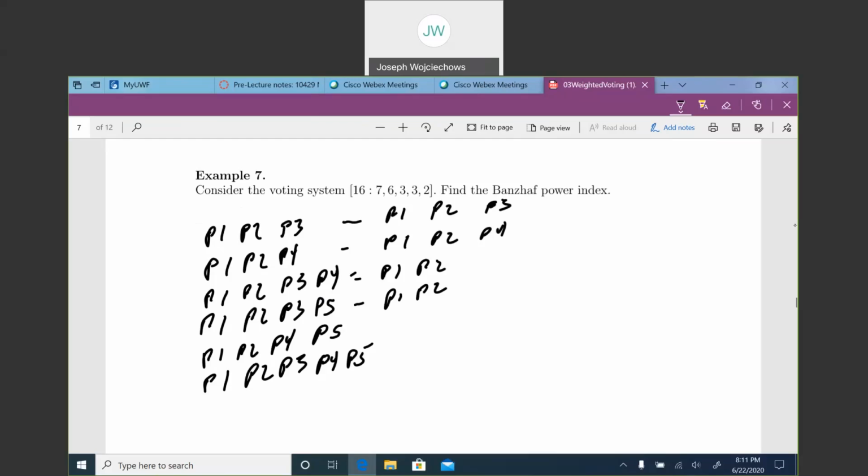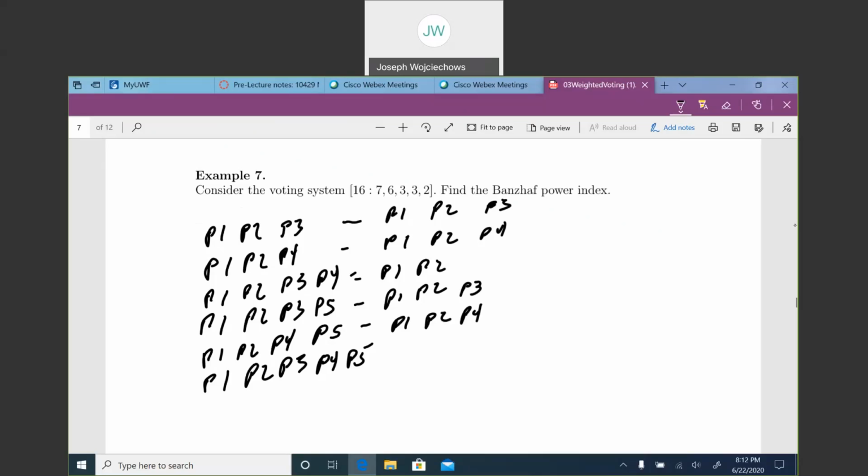And what happens if player 3 drops out? If player 3 drops out, we only have 15. So we need player 3 as well. But we do not need player 5. Same thing here. We need player 1 and player 2. If player 4 drops out, we only have 15. So we need player 4, but we don't need player 5.